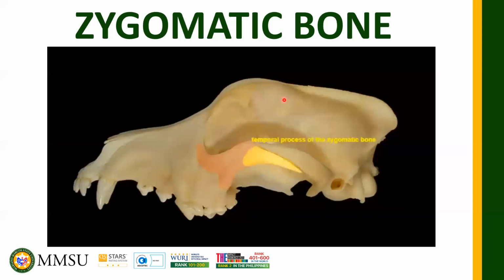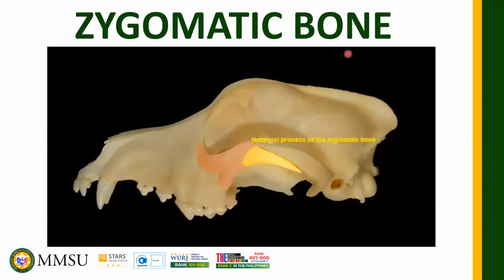Okay? So etong articulation between the temporal process of the zygomatic bone and the temporal bone, this is usually called now as the zygomatico-temporal suture. Okay? Zygomatico-temporal suture. Suture that is S-U-T-U-R-E. Okay? So yung temporal process of the zygomatic bone, it usually contributes now to the formation of the zygomatic arch, which is the bony arch that spans laterally across the face from the zygomatic bone to the temporal bone.